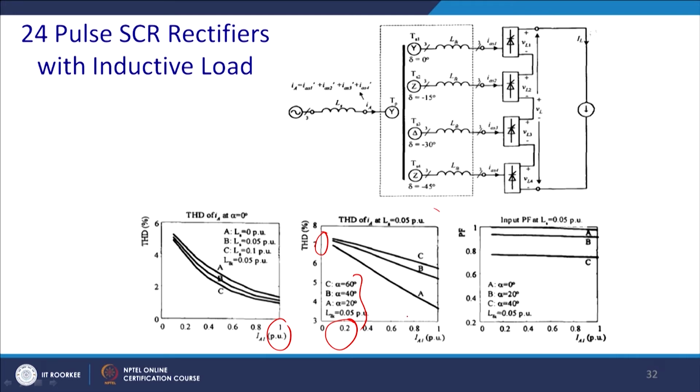For alpha equal to 20 degrees, it comes down as low as 4%. Similarly, this is the case for the firing angle alpha equal to 0, 20 and this. You can see that the power factor almost remains constant for alpha equal to 0, and it is as close as 1, and for 20 degrees it is around 0.95 and continues to be so, and similarly the same for alpha equal to 40 degrees.